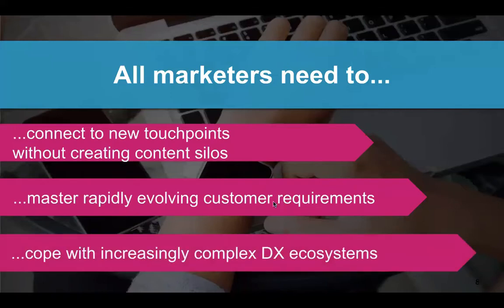And third, marketers need to cope with increasingly complex digital experience ecosystems. We see today that instead of a small number of core components, that digital experience ecosystem is growing and growing. And I think Gartner researched that the average digital marketing stack of a B2C organization has over 20 distinct products. And all of these somehow need to be connected and synchronized.